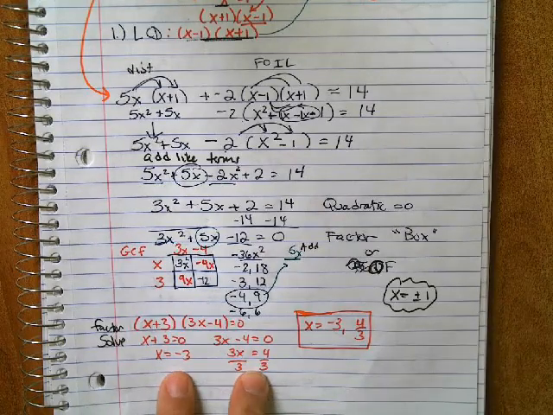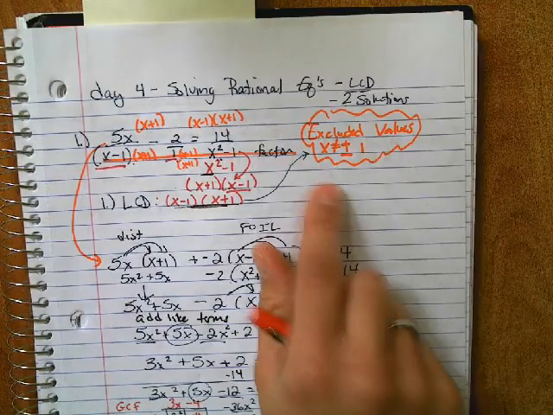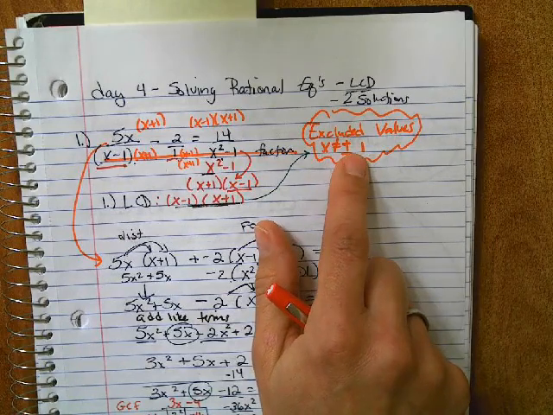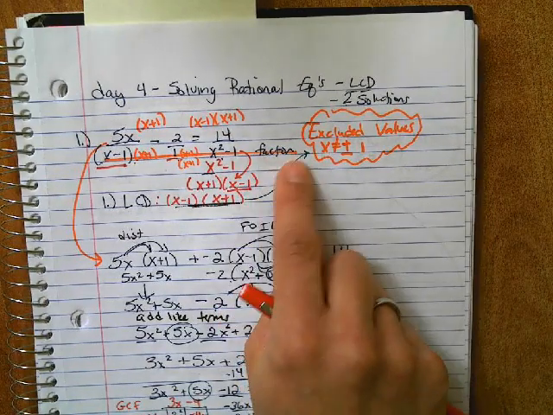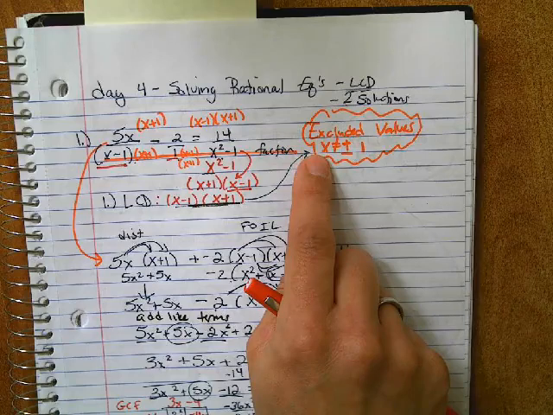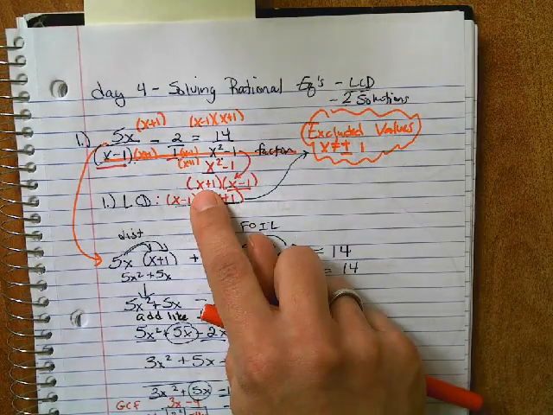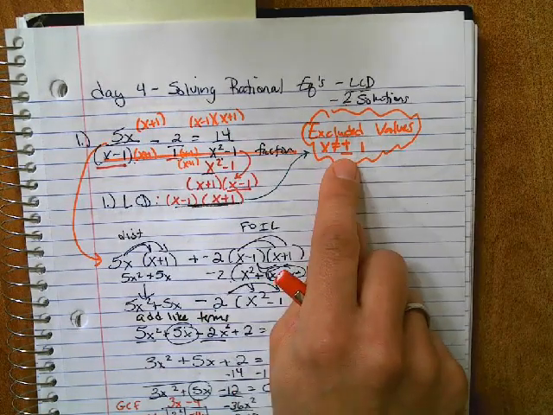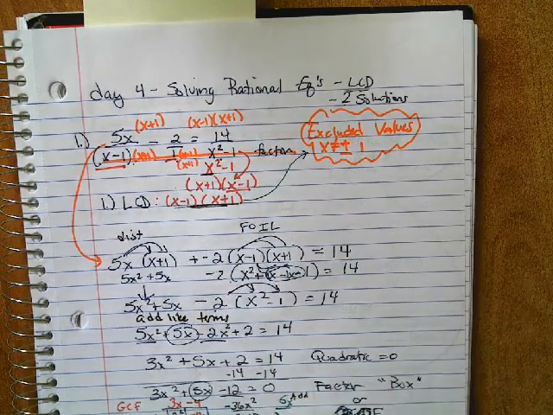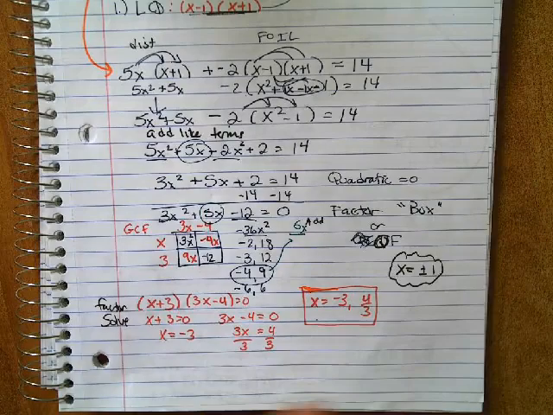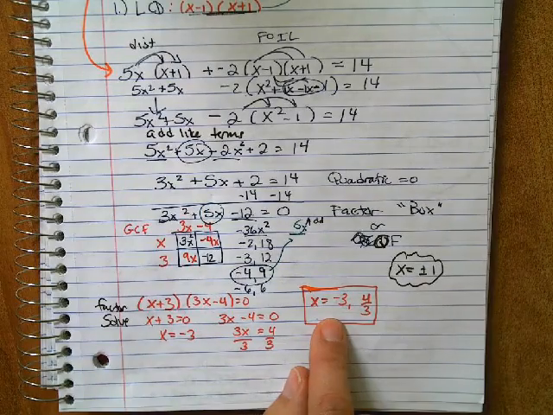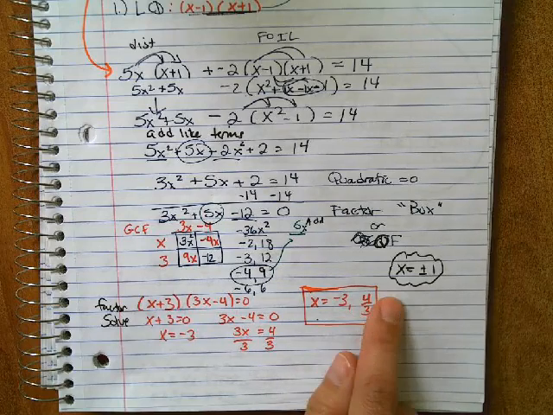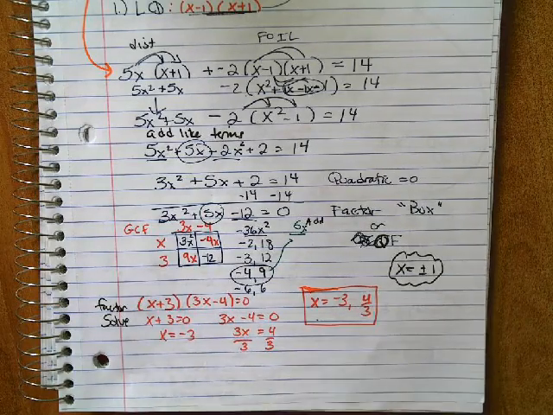The other thing that you have to check is your excluded values. The excluded values come from simply setting the denominator equal to 0 to see what values they do not exist at. So I set x plus 1 equal to 0, I set x minus 1 equal to 0, and I get x cannot be plus or minus 1. So I go back down to my answer, and I check my answer, and neither one of those is x plus 1 or x minus 1, so I'm okay.